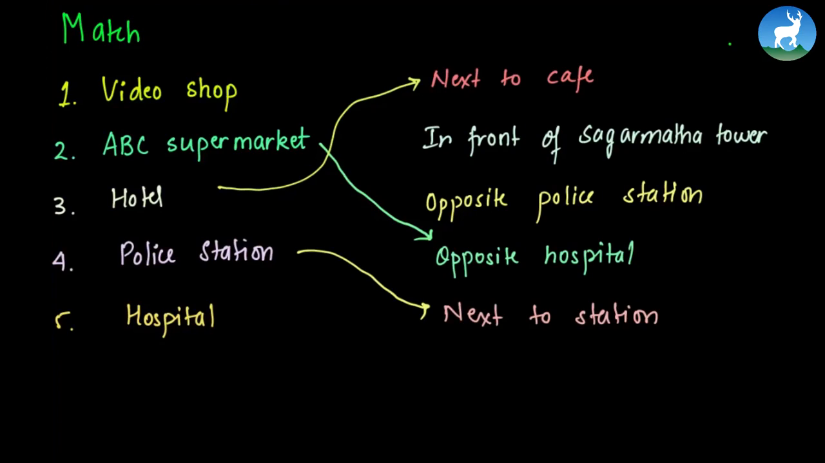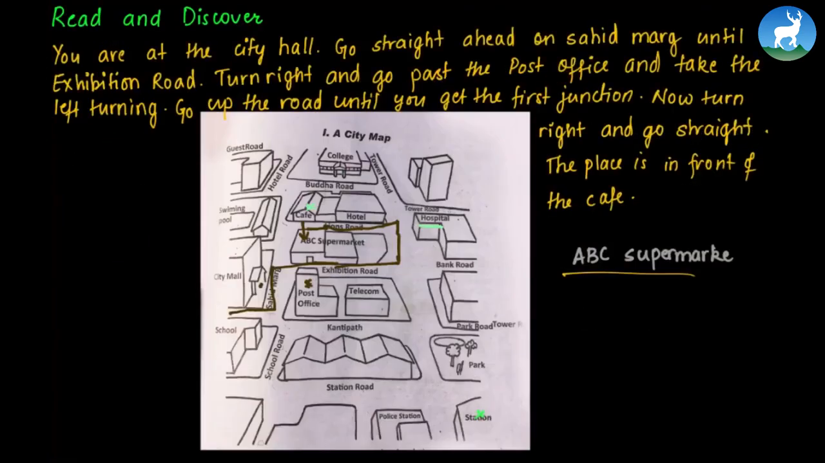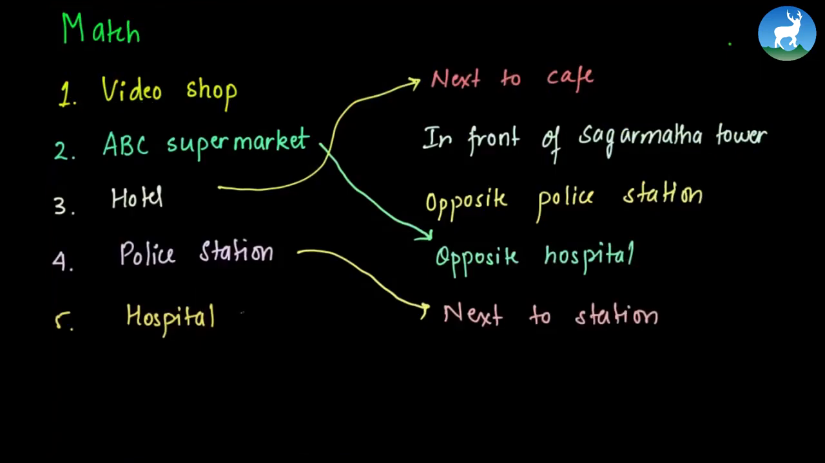Now we have hospital. So here is the hospital and we can see that the hospital is in front of the Sagarmatha Tower, as this is a tower and here's the Tower Road. So we can say that the hospital is in front of Sagarmatha Tower. Now finally we have a video shop left and we assume that the video shop is opposite the police station. And with this we have come to the end of this lesson.